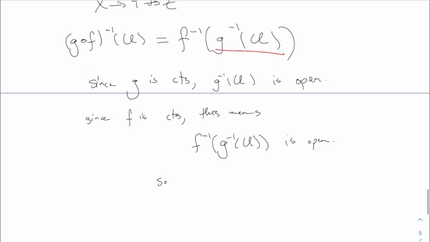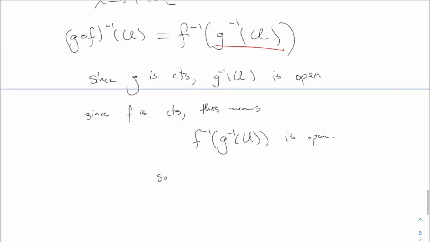Because what it says at the top there, that is equal to G compose F inverse. So that is open, which is what I said we were going to show from the beginning. All right.